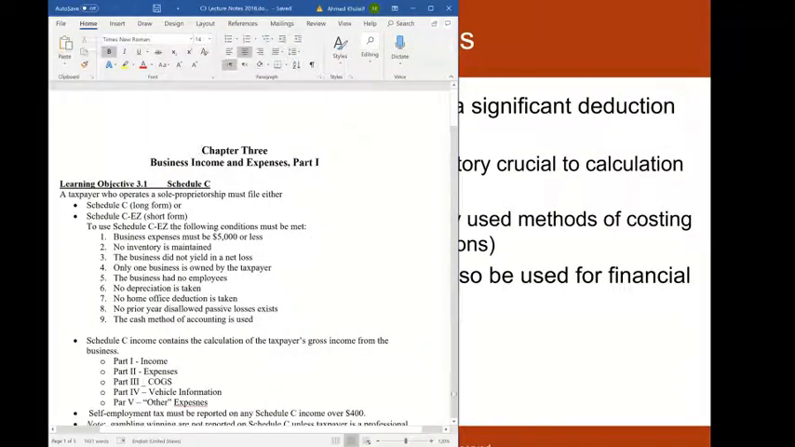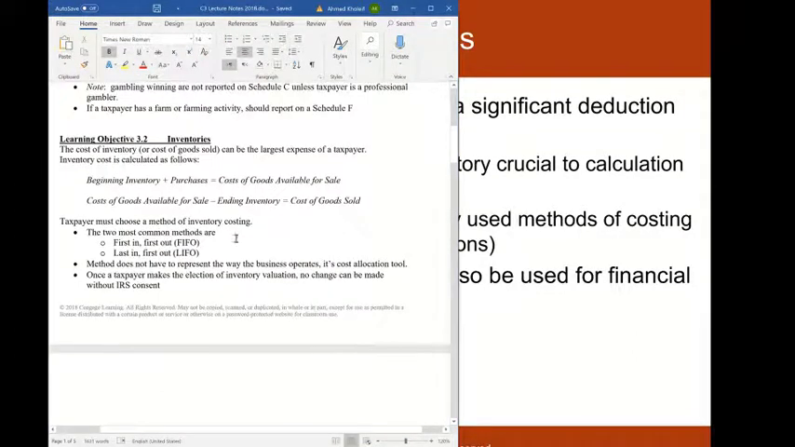So remember these equations here about the inventory. Cost of inventory or cost of goods sold can be the largest expense of a taxpayer. So we mainly use this equation to work out the inventory cost. We have beginning inventory plus purchase, which is mainly called cost of goods available for sale. If we exclude from the cost of goods available for sale the ending inventory, we are mainly calculating cost of goods sold.